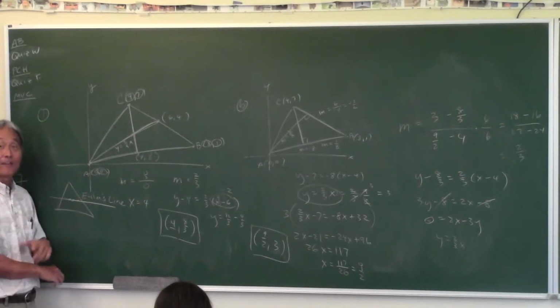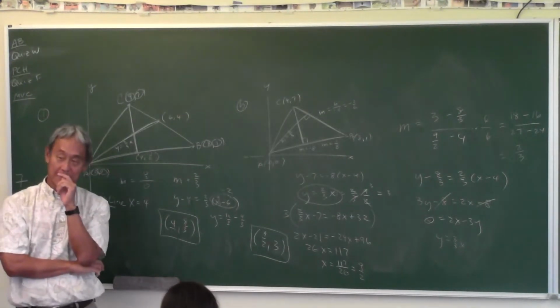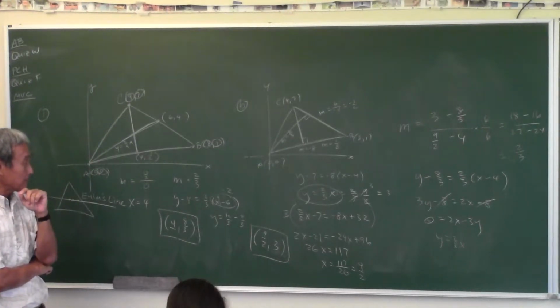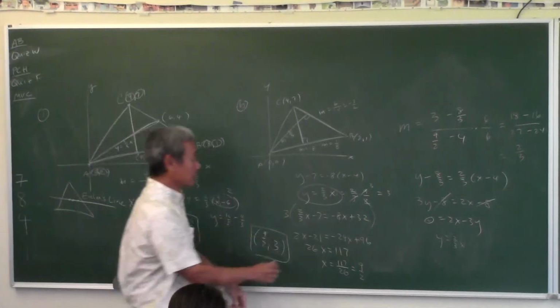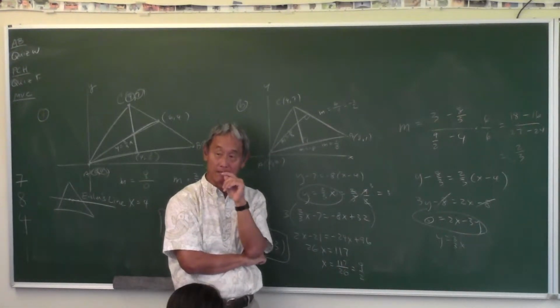Wait, I have a question. If it's isosceles, can you work it all the way to general form? Because on your answer key it says like 2x minus 3y. Yeah, right here. 2x minus 3y equals 0, right? That's general form. Oh yeah, sorry, I couldn't see that.